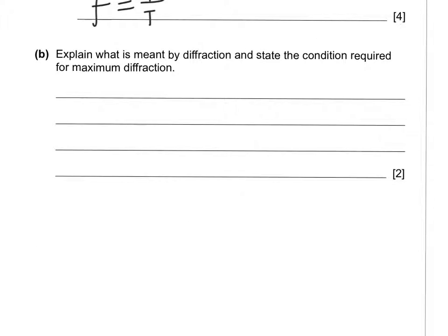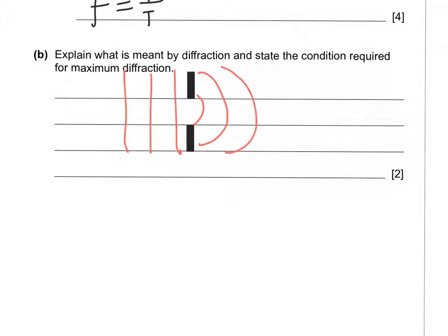Part B. Explain what is meant by diffraction and state the condition required for maximum diffraction. We just explained that diffraction is the spreading out of waves after a gap like this or behind an obstacle. And the condition for maximum diffraction is the relationship between the wavelength and the gap size. So we explain that when the wavelength is similar to the gap size, you'll get maximum diffraction.